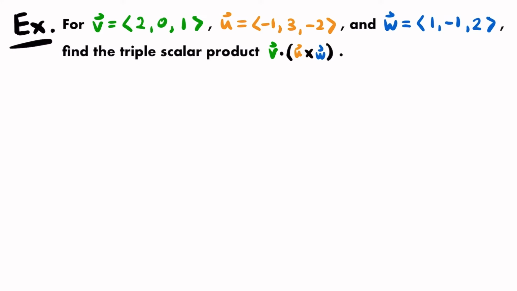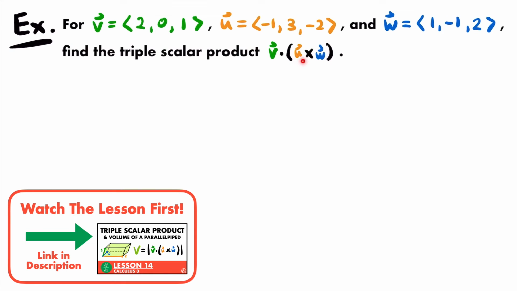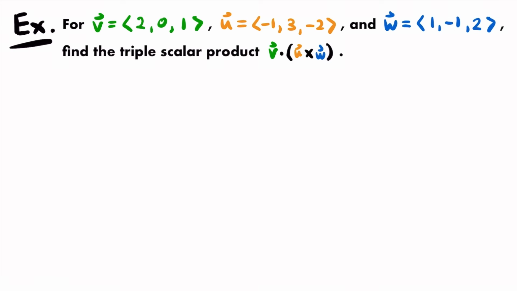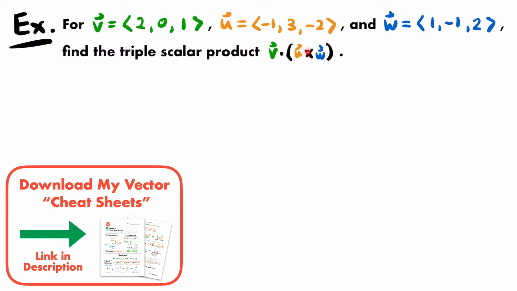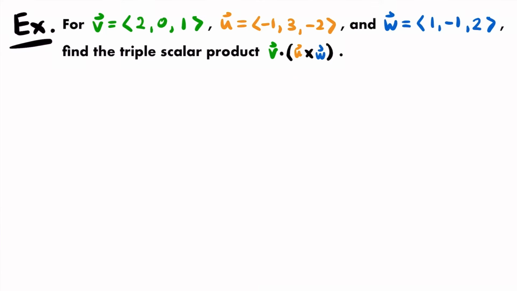That triple scalar product looks like this, where we take the cross product of vector u and vector w, and then multiply that by vector v via the dot product. All right, so vector u cross vector w is going to give us another vector, right? The cross product always gives you another vector, and then you take that vector and multiply it by vector v via the dot product.